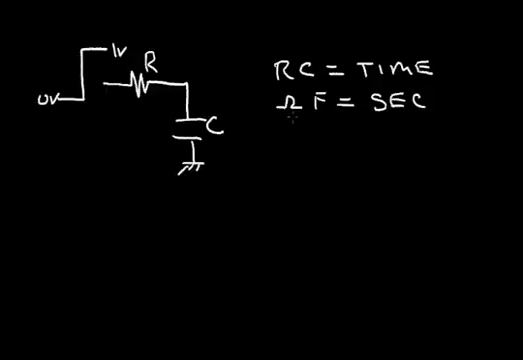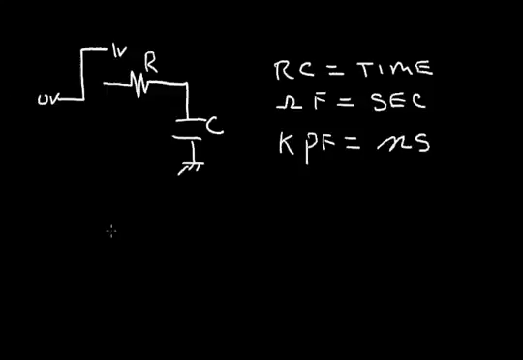If we change the units, instead of ohms, if we use k ohms, and instead of farads, we use picofarads, we get a different unit of time. We get nanoseconds. And a nanosecond is a very small unit of time. It's like 10 to the minus 9 power seconds. So light travels approximately a foot in a nanosecond, and light travels very, very fast.